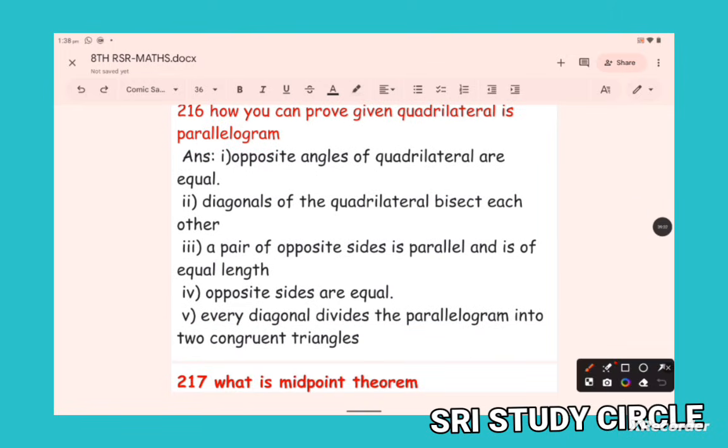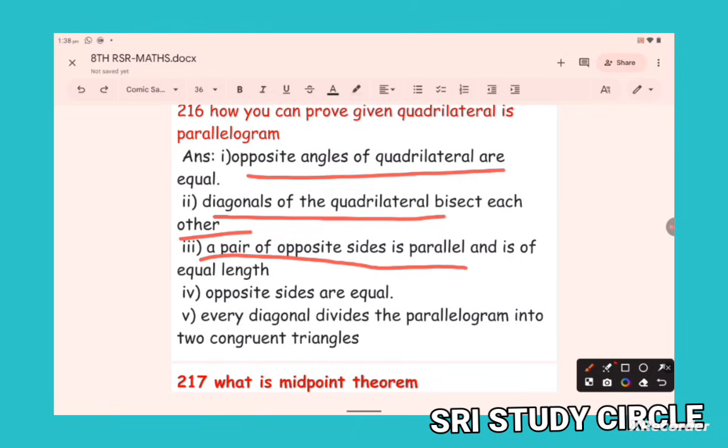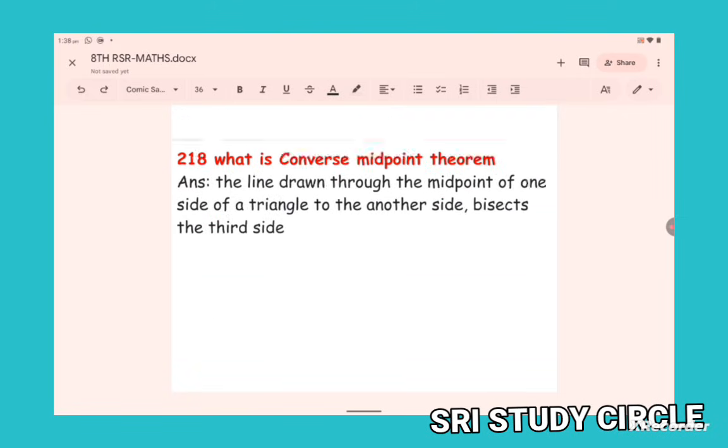Next question. How can you prove a given quadrilateral is a parallelogram? First one: opposite angles of a quadrilateral are equal. The diagonals of the quadrilateral bisect each other. A pair of opposite sides is parallel and equal in length. Opposite sides are equal. Every diagonal divides the parallelogram into two congruent triangles. Okay, right?